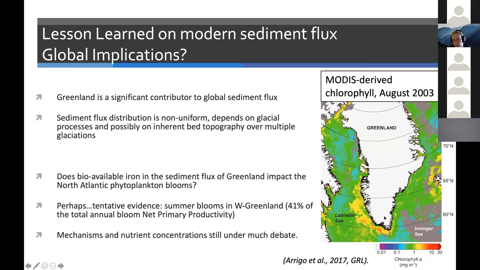So there's a lot of sediment that goes in there fairly directly without a huge buffer of a fjord. So that's interesting too. The mechanisms and nutrient concentrations still are under much debate, and I would need to collaborate with people who do the oceanography side of that to get anywhere.